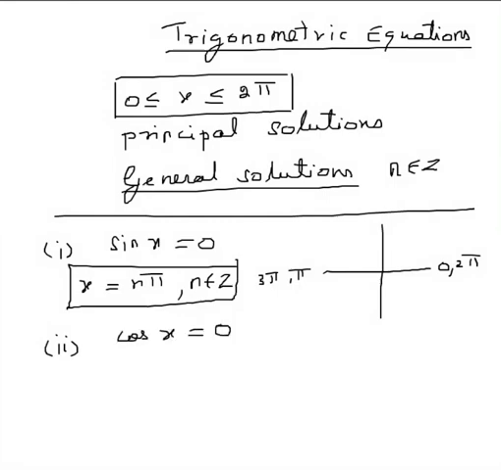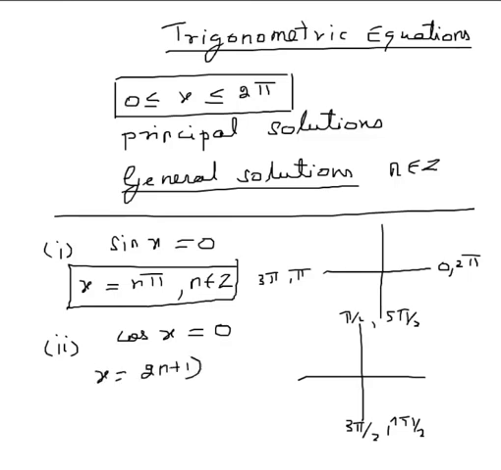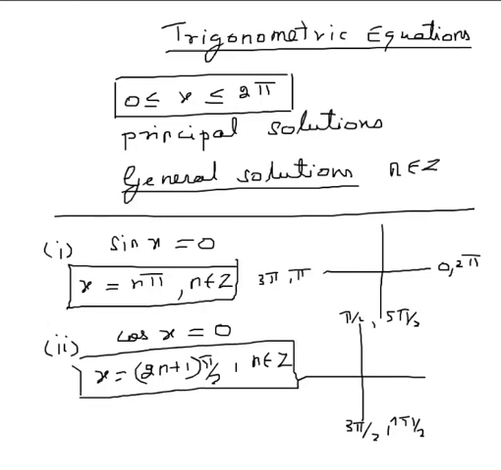Now let us consider the trigonometric equation cos x is equal to 0. Cos takes value 0 on the y-axis we know. For pi by 2, 3 pi by 2, 5 pi by 2, 7 pi by 2, etc. Odd multiples of pi by 2. So for all odd multiples of pi by 2, cos will be 0, where n is an integer. This is the general solution for the equation cos x is equal to 0. Angles can be negative.